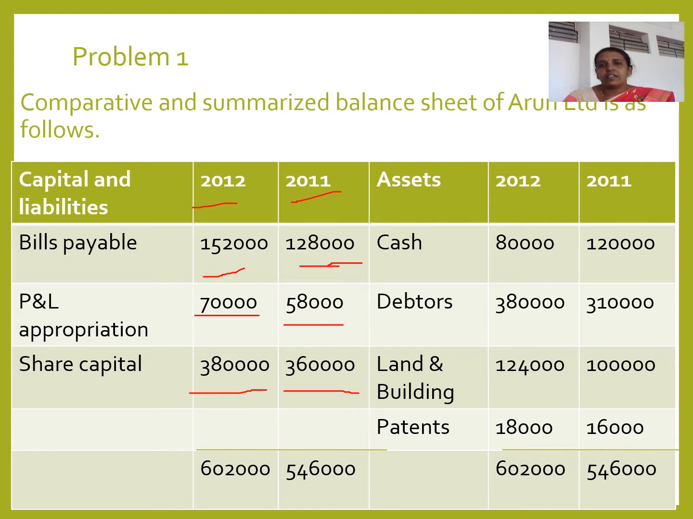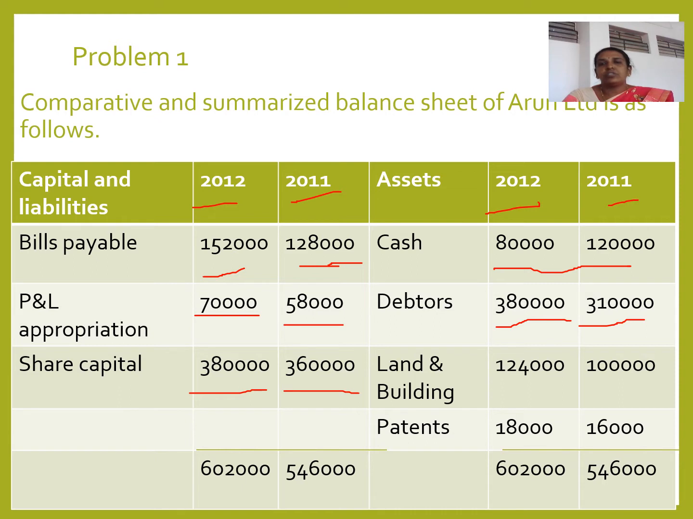See the cash balance. Cash balance from the year 2011 to 2012 has decreased from 1,23,000 to 80,000. That is a 40,000 decrease in the cash from the year 2011 to 2012. The next one is debtors. There is an increase in the debtors, that is 3,10,000 to 3,80,000. That is, there is an increase to the extent of 70,000.